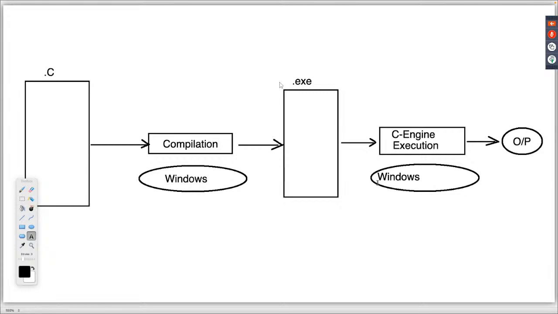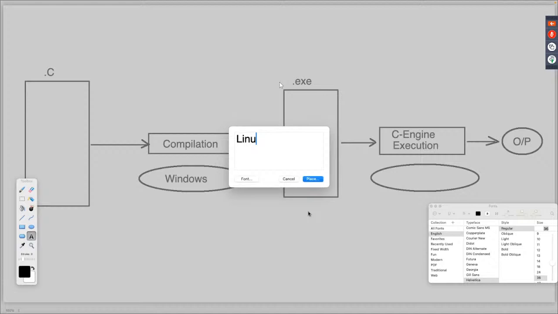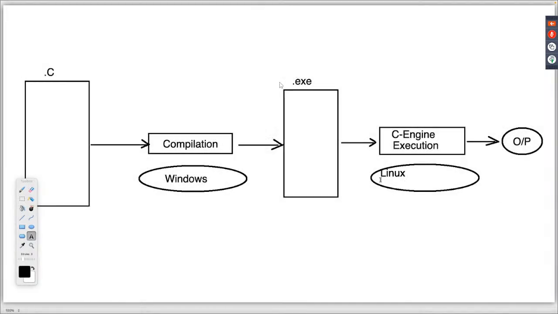Am I right or not? At runtime also we have to use the same Windows operating system. For the discussion point of view, I want to change the operating system at runtime. For understanding the concept, I want to take the Linux operating system. Now tell me, for compilation, what operating system have I taken? Windows. For execution, I have taken the Linux operating system.